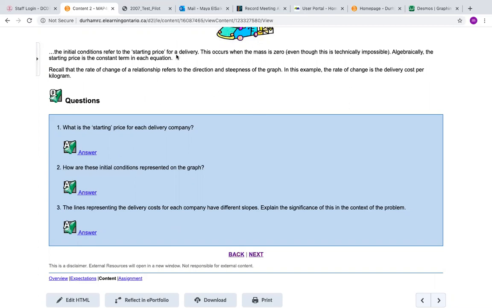So remember that the slope means the rate of change, right? And the slope in this case, for the first one, it was 4.75m, right? So that means for each kilogram, because m represents the mass in kilograms, right? So for each kilogram, you will be paying $4.75.